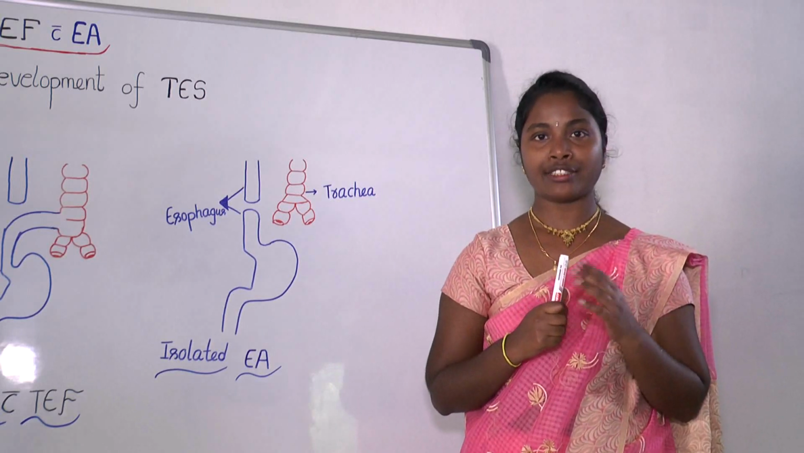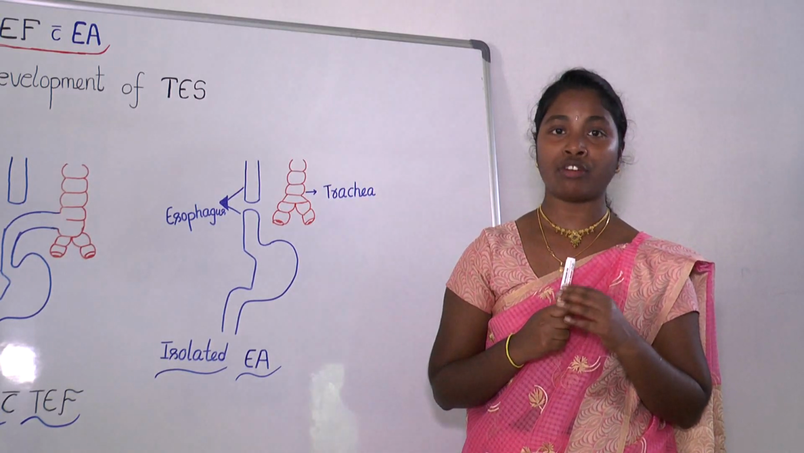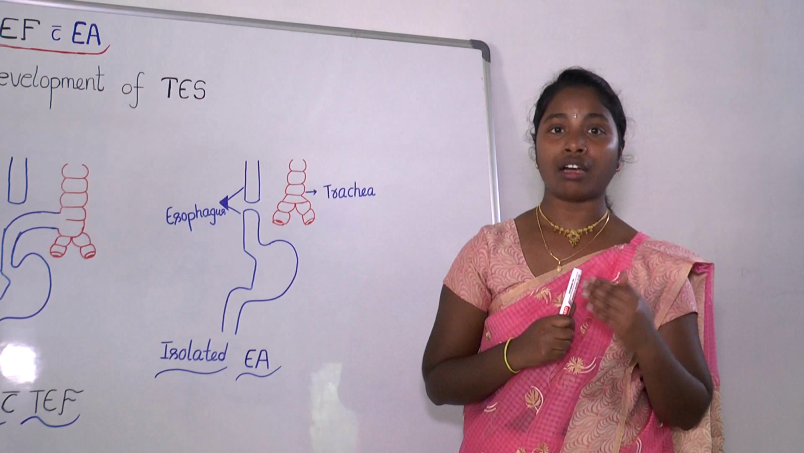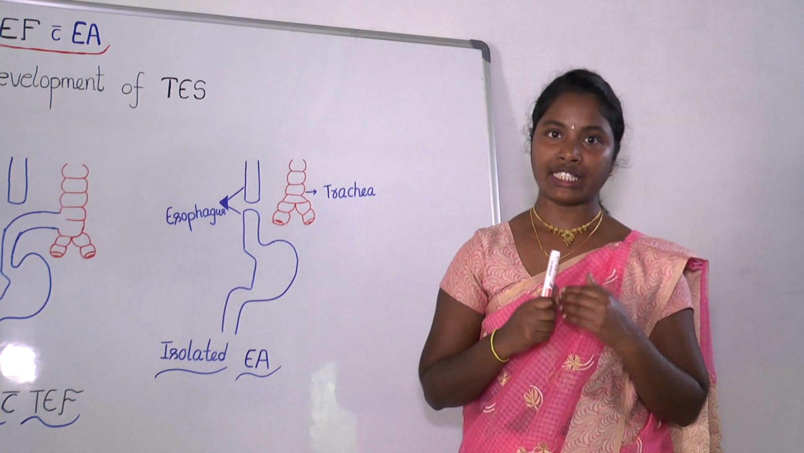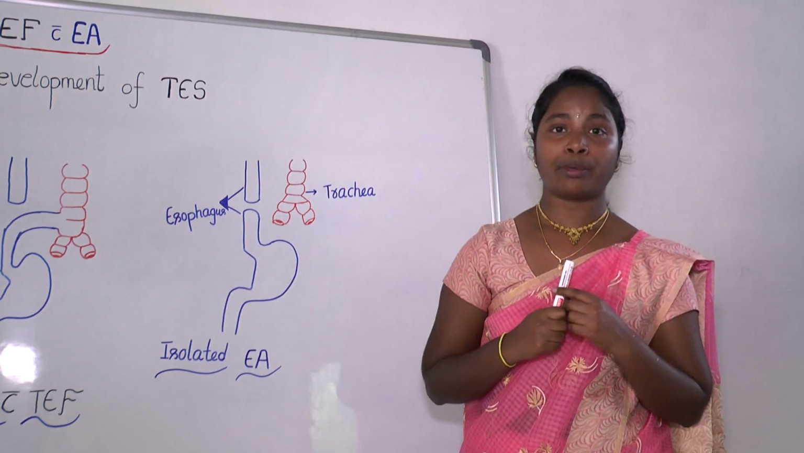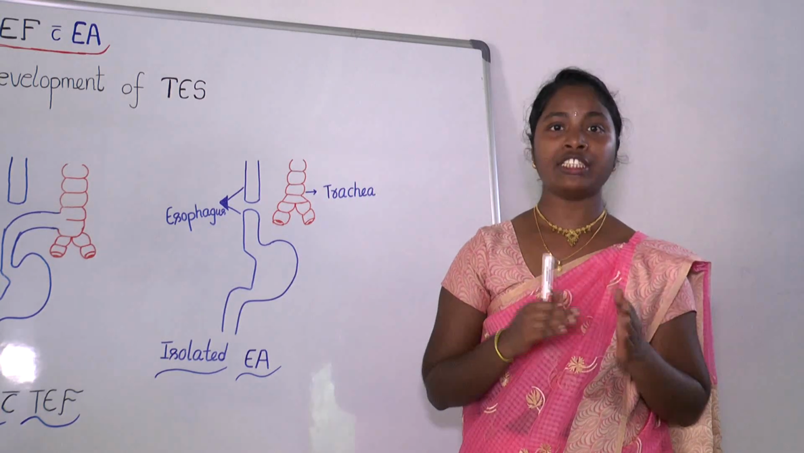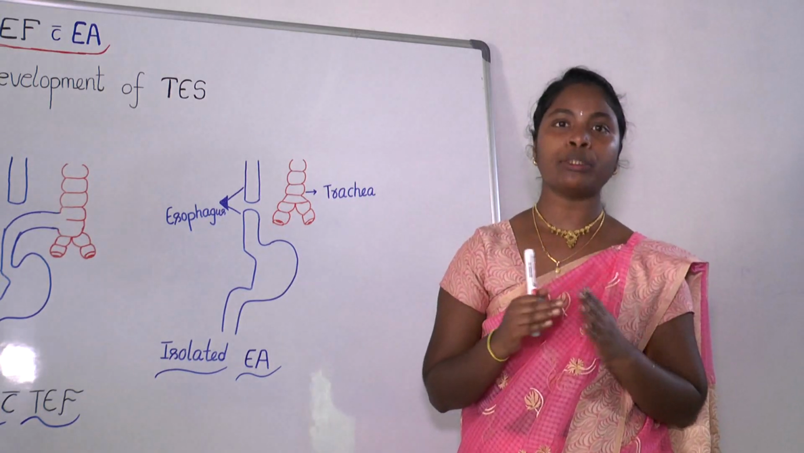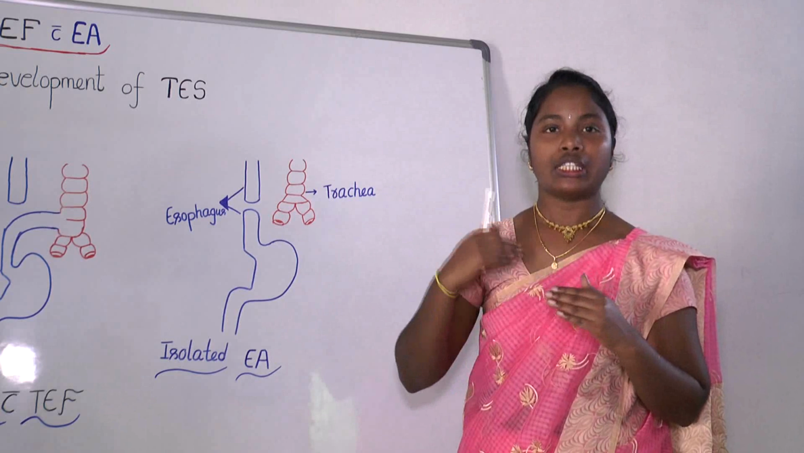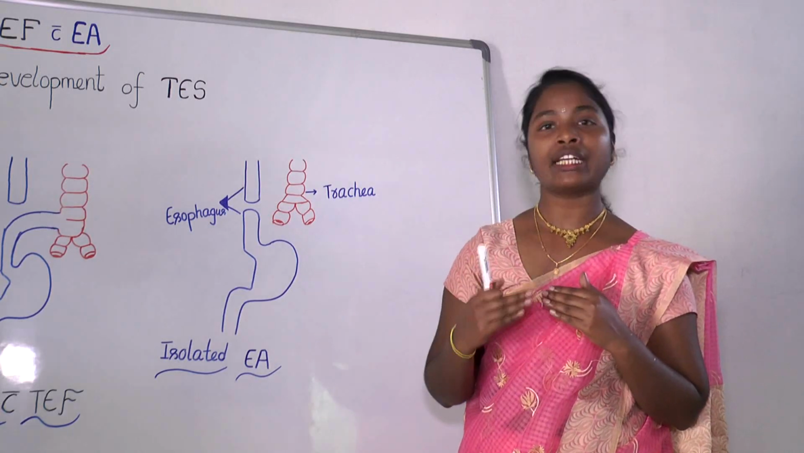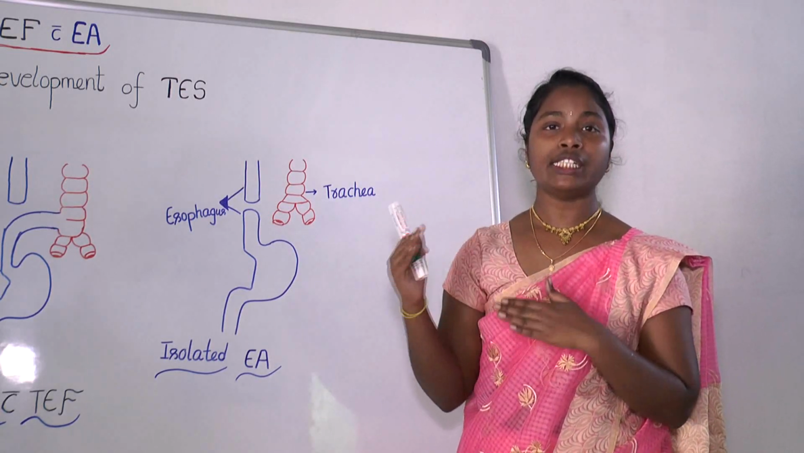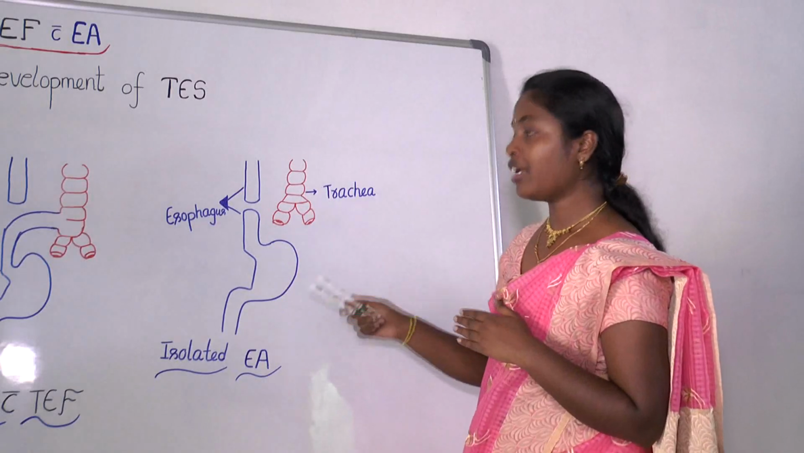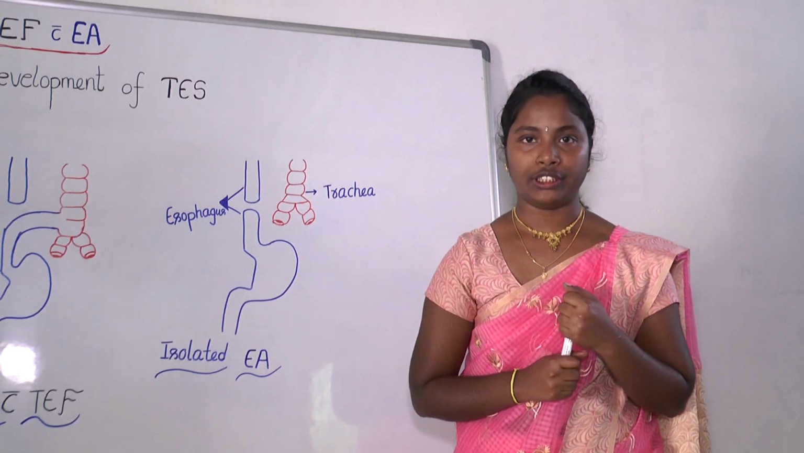Initially, esophagus is a solid tube due to accumulation of endodermal cells. Later on, disintegration of the cells takes place. It is under the process of recanalization, which converts this solid tube into a hollow tube. If there is any failure in the recanalization process, it will lead to this abnormal condition, that is esophageal atresia.